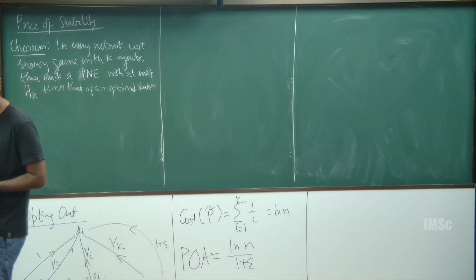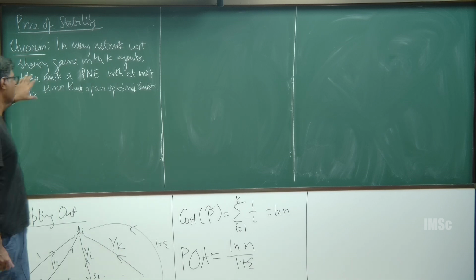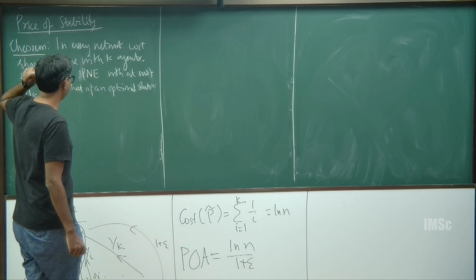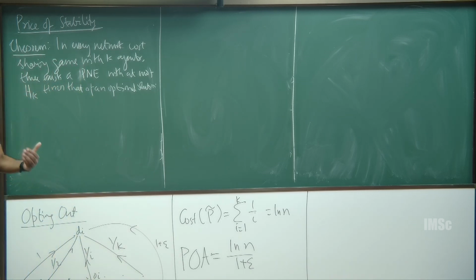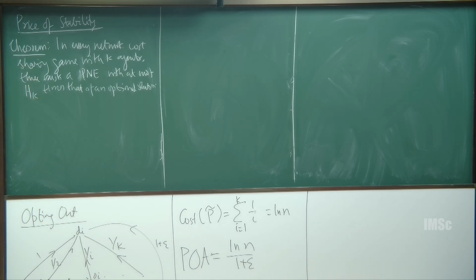You understand what I am saying? Basically, what this theorem is telling you is that in any network cost sharing game with k agents, there exists a pure Nash equilibrium whose cost is not more than ln n times the optimum. So whatever example you saw here, this ln n example, you can achieve this for any network cost sharing game.